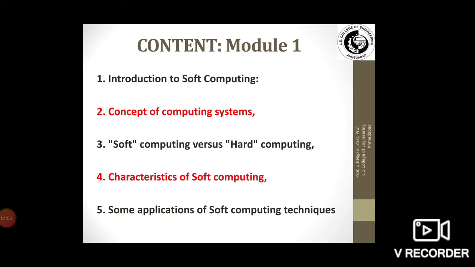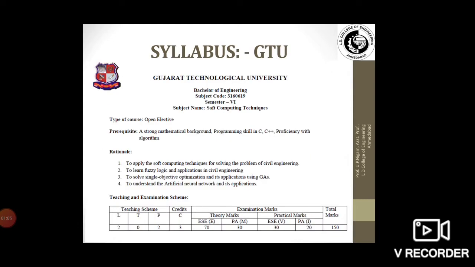But before that, we will go through the syllabus of GTU once. This is one type of open elective, and the prerequisite for this subject is that you must have a mathematical background, because whatever soft computing is going on, there must be some mathematics going on behind it. And you must learn it for applying the different soft computing techniques.